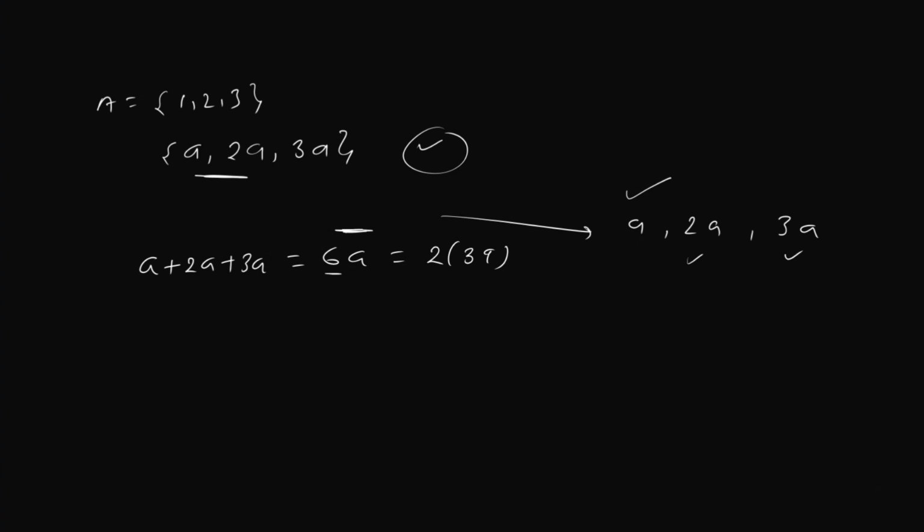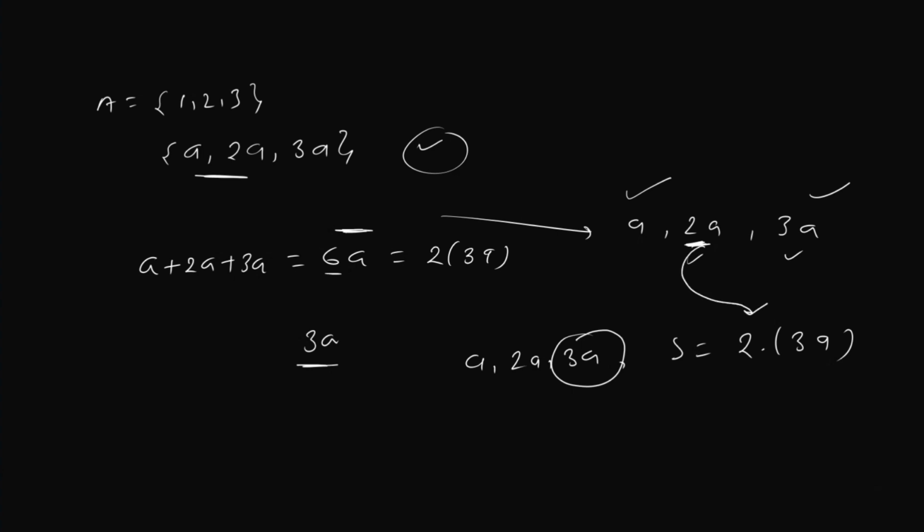Then the remaining are this one and this one. So at the third place, we place the sum of these two values, which is 3a. So it is also divisible by this one and this one. And when we have a, 2a, 3a, the sum becomes 2 times 3a. We required these two as a factor in S, and we got that from adding these two elements.